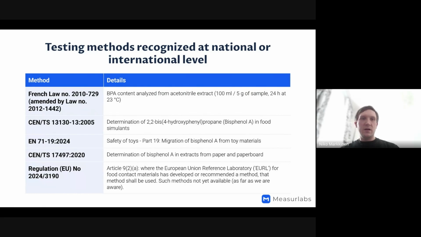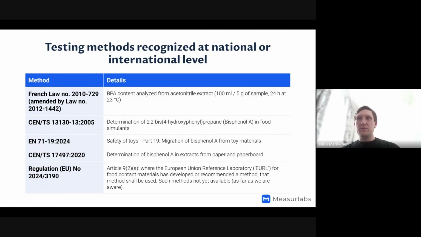Here it's just an FYI about the standardized methods for analyzing BPA in different contexts. But you can see it's mostly about analyzing the extract, analyzing the simulant, etc. So what is lacking, in my opinion, is some kind of harmonized ways of doing the actual extraction of BPA from different materials. The French law has this standard way of extracting, but that doesn't really take into account how well it behaves with different types of FCMs, because it's the same method for essentially all. And it doesn't even discuss anything about pretreatments or things like that.